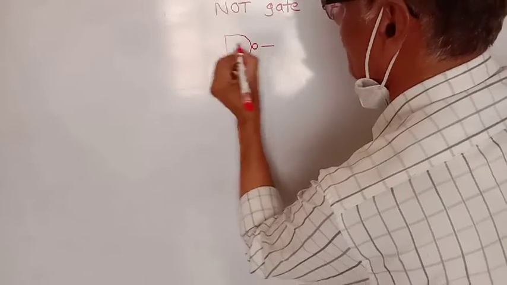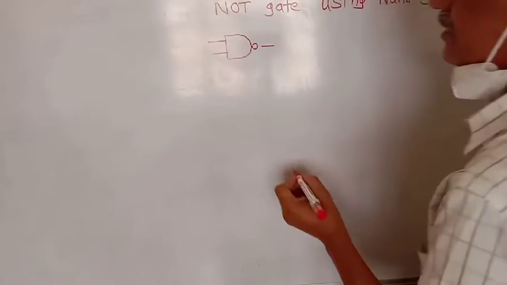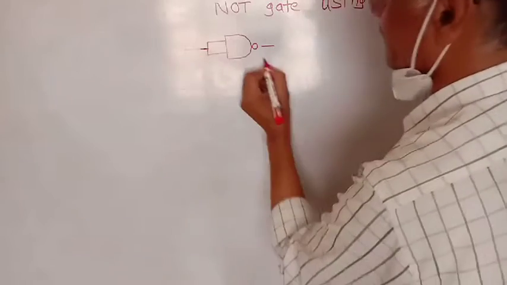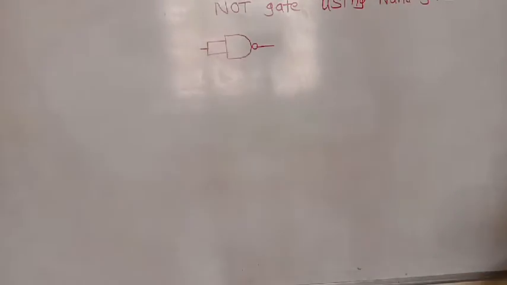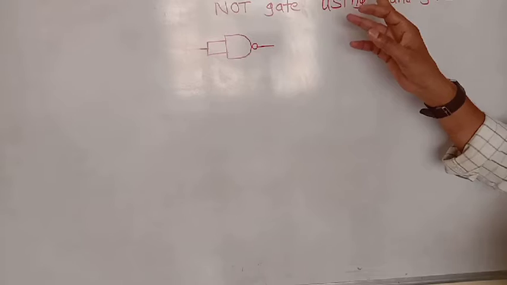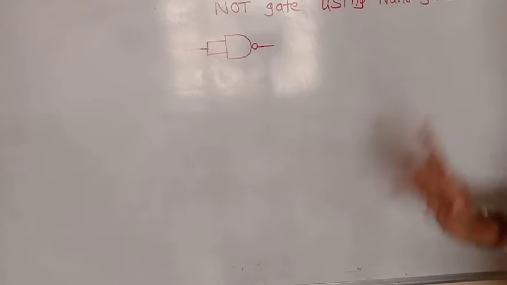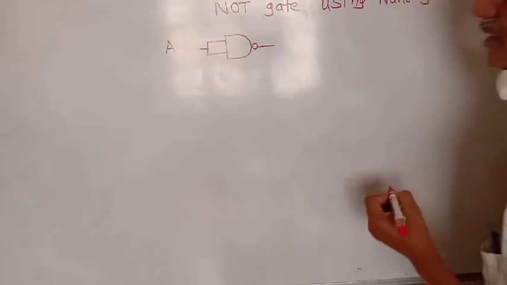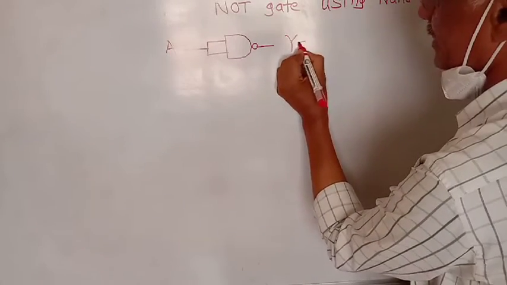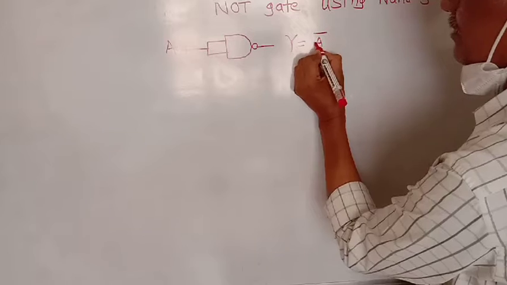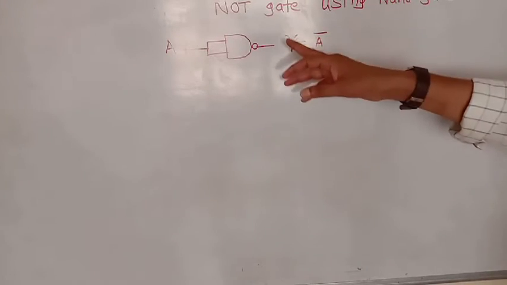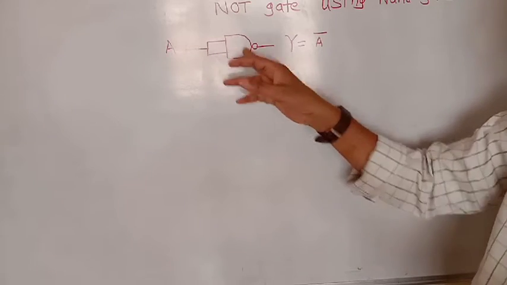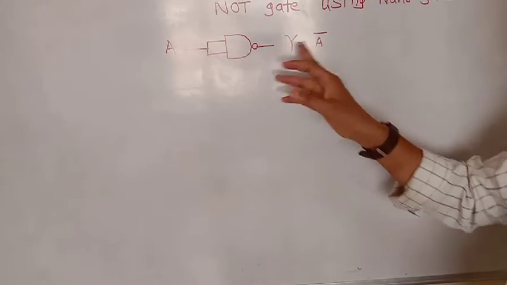So this is the symbol of NAND gate. When both inputs are connected together or shorted, this is equivalent to a NOT gate. So suppose A is the input, then output Y is equal to A bar. The equation of NOT gate is Y is equal to A bar. So this is a NOT using NAND.